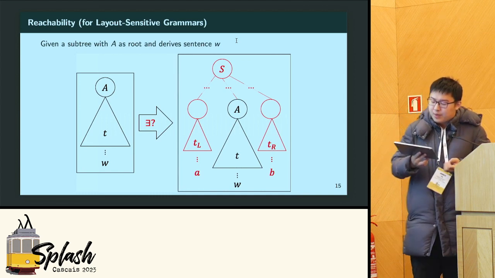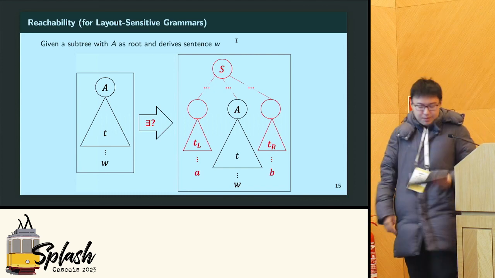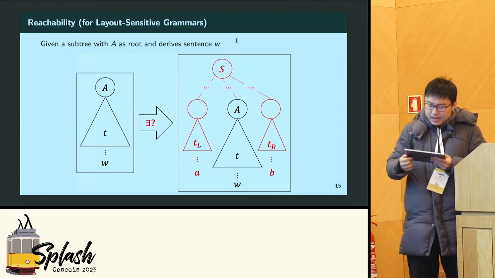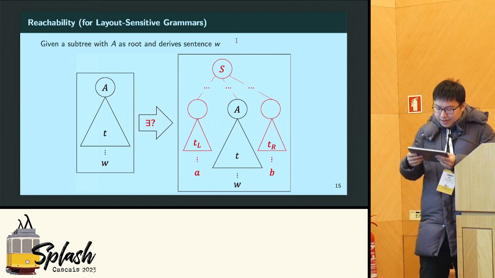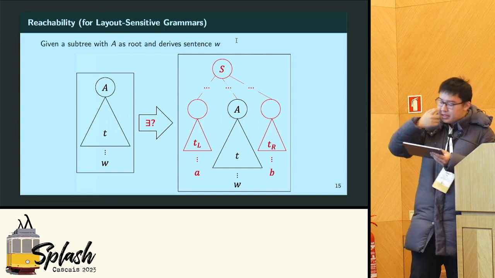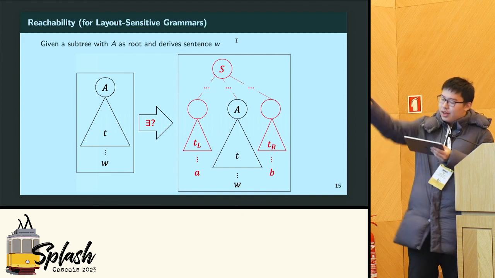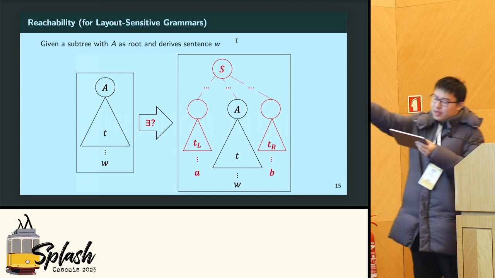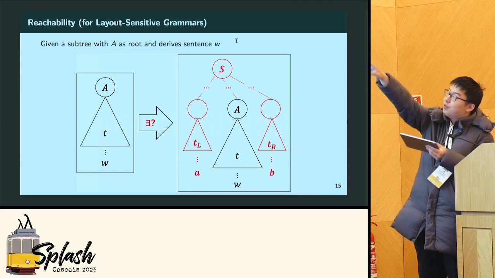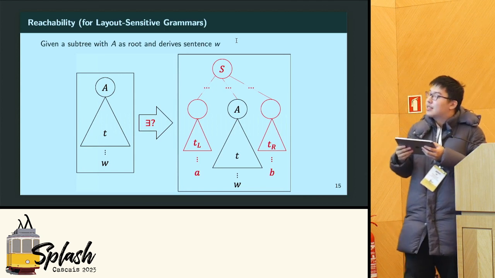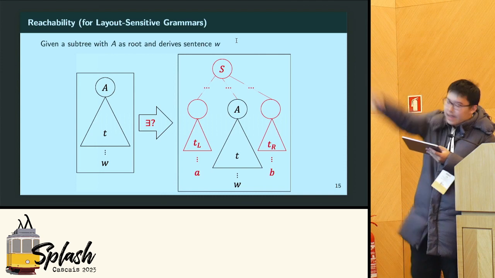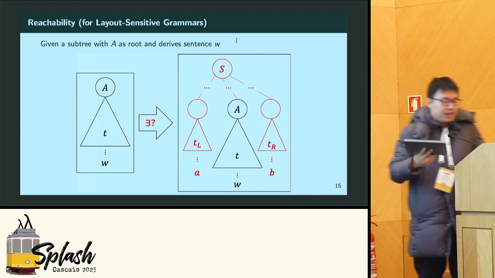I'll intuitively explain how we adapt reachability to layout-sensitive grammars. Suppose that we already have a parse tree on the left-hand side, starting from the non-terminal A and deriving the sentence W. We want to know if this parse tree corresponds to a complete parse tree that starts from the start symbol S. In the figure here, it corresponds to whether we can find the red parts, like TL and TR, and the parse above it, the one starting from S, that completes the subtree T. If so, there would exist a path that goes from S to A on the full parse tree. Hence, we have the name reachability here.